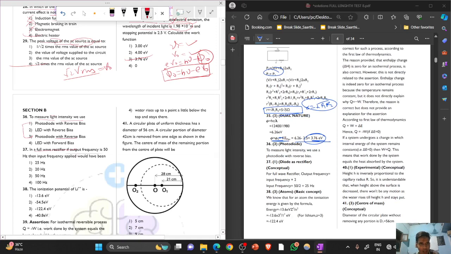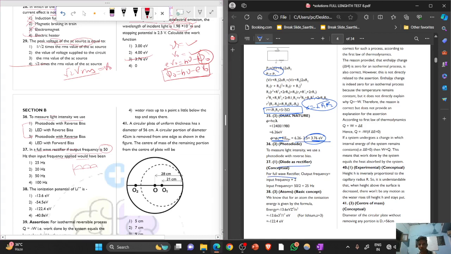In a full wave rectifier, the output frequency is 50 Hz, then what is the input frequency? Full wave means it fully rectifies the input. The input frequency is simply half of the output frequency. The frequency that you give is half of it. You can also understand it in the case of the concept.